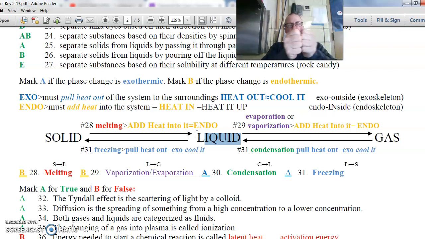It gets the molecules of the solid moving faster, faster, faster until they can pull apart and start flowing around each other. You have to add heat in them to get them moving so fast that they pull apart and can start intermingling. Melting. Add heat into it. That's letter B, endothermic.